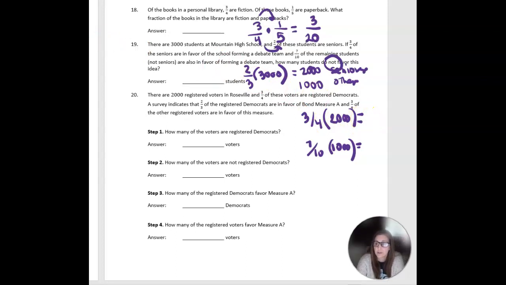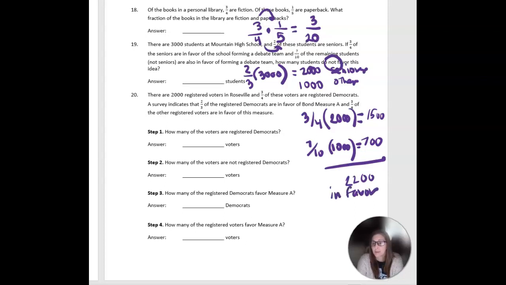So we have, let's go over here, 1,500 here. 10 goes into 1,000 100 times. 100 times 7 is 700. So we have, this is the total number who are in favor of the debate. So 1,500 plus 700 is 2,200 are in favor.